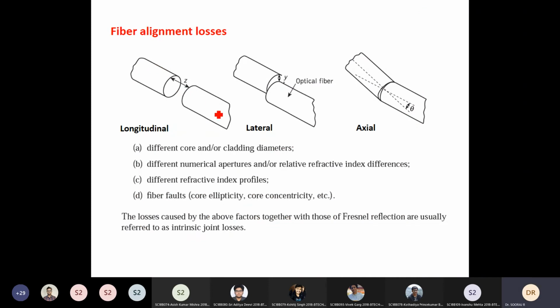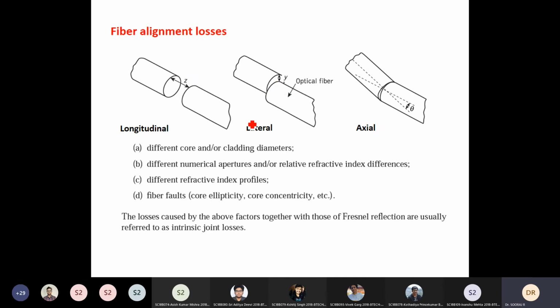So axially they are well aligned, but there is some mismatch over there. So if there is a gap like this, if the axes of these two optical fibers are exactly aligned, but there is a slight misalignment in their facets, then you call it the longitudinal misalignment. Whereas in these two cases, their faces are joined together, but there is a misalignment in their axis.